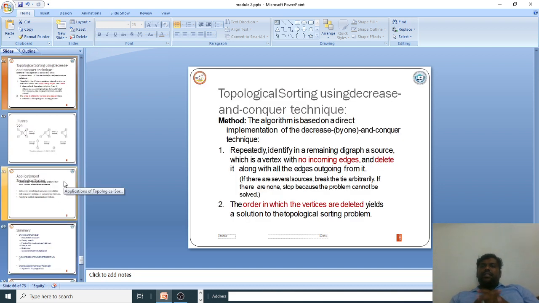Next, this is nothing but a decrease and conquer technique, what we call the source removal method or decrease by one and conquer technique. Repeatedly we identify in the remaining digraph a vertex which does not have an incoming edge, and we go on deleting that vertex and all the edges from that particular node. The order in which the vertices are deleted yields the solution to the topological sorting problem.